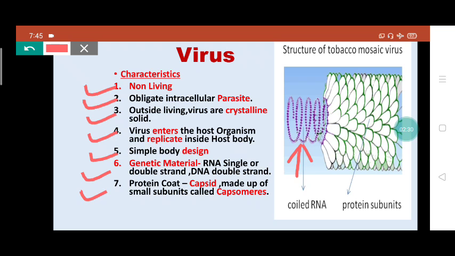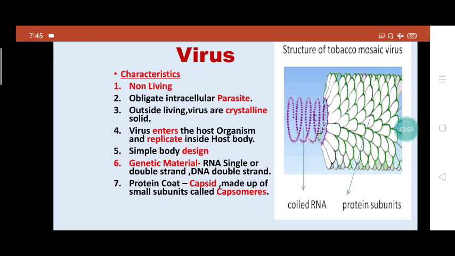Let us discuss the protein coat. These small units you are observing are called capsomeres. These are protein subunits. When they arrange continuously over the coiled RNA, this whole group is called the capsid. So the capsid is the whole coat, which you are observing right now in the diagram, and it is made up of single units called capsomeres. This is the diagram of the tobacco mosaic virus. You can take a screenshot and note it down for your exam.